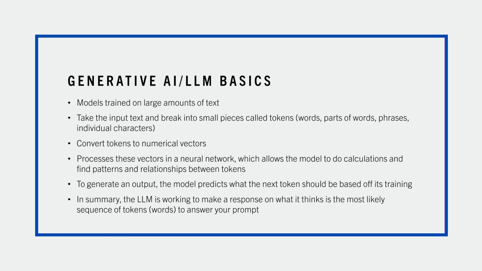Then, these vectors are processed in what is called a neural network. A neural network is a model that does calculations and finds patterns and relationships between these tokens. To generate an output, the model predicts what the next token should be based off of its training. To summarize, the LLM is working to make a response of what it thinks will be the most likely next word or sequence of words to answer your question or prompt.